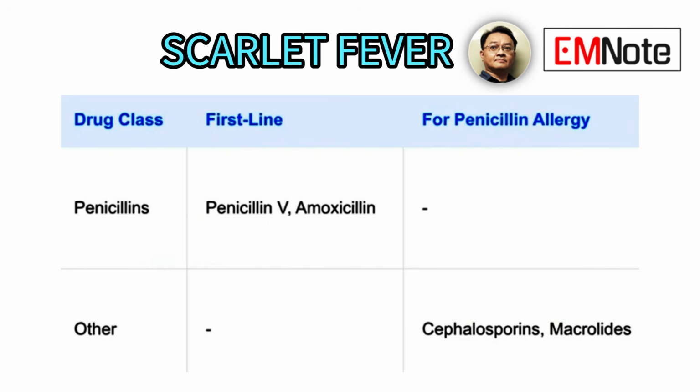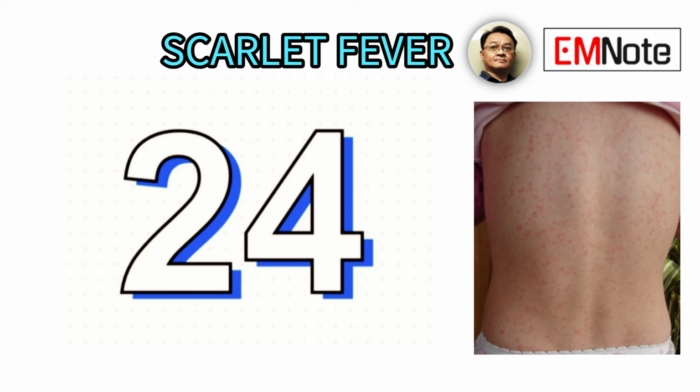For antibiotics, the standard is a 10-day course. Your first-line choices are going to be penicillin V or amoxicillin. Now, if your patient has a penicillin allergy, you can turn to cephalosporins or macrolides instead. This is really important for infection control. The patient needs to be isolated for 24 hours after starting antibiotics. Once they've hit that 24-hour mark of effective therapy, they're no longer considered infectious.